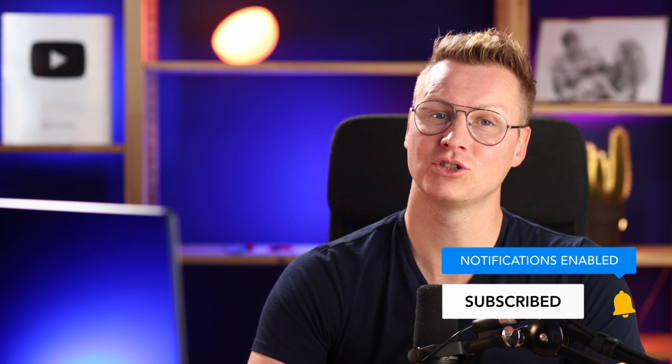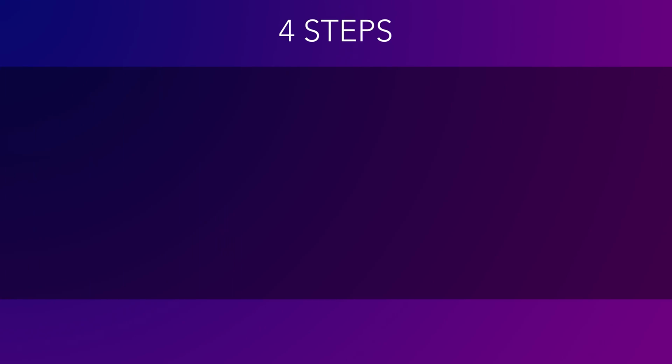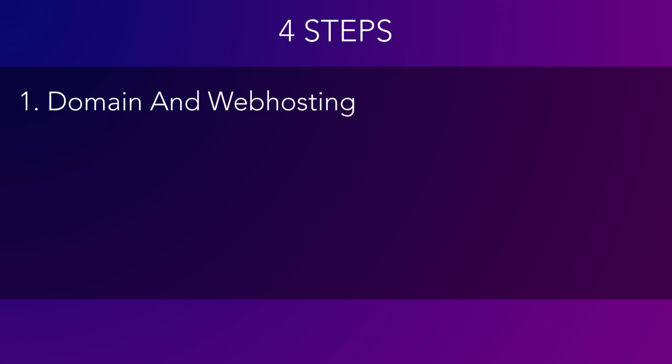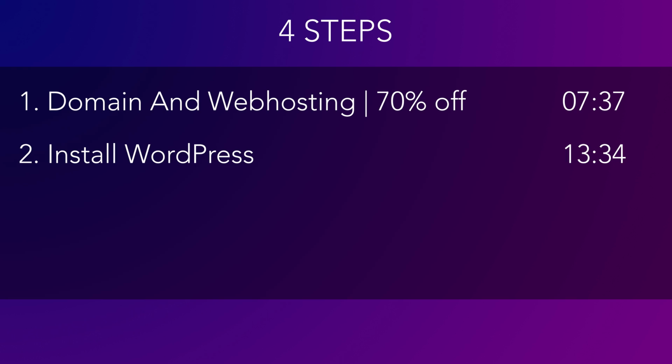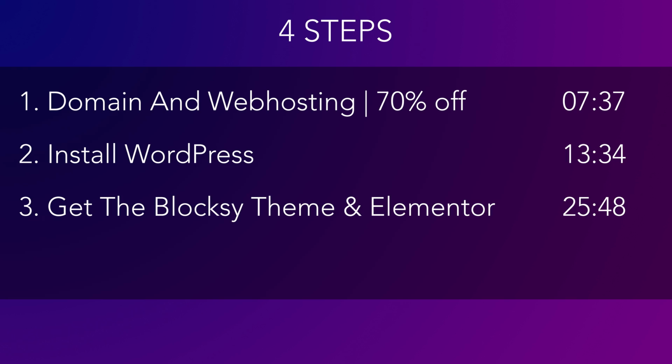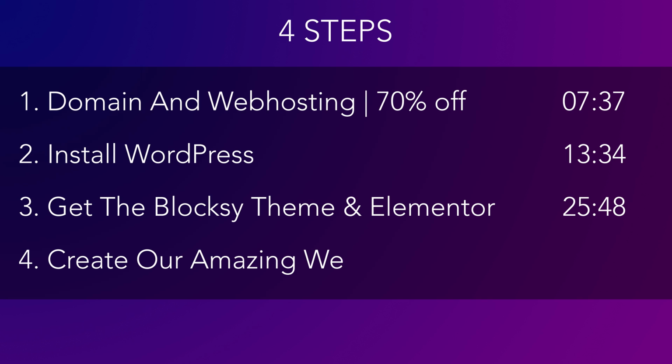And now let me show you the 4 steps we're going to take in order to create an amazing website. So there are 4 things we need to do. If you don't have it yet, I will show you how you can get your own domain name and web hosting, and I can give you 70% discount. After that, we will install WordPress. Then we get the Blocksy theme and the Elementor page builder. Then we will create our amazing website.